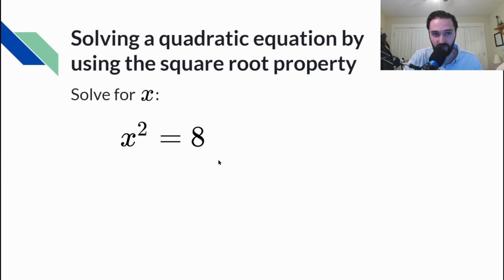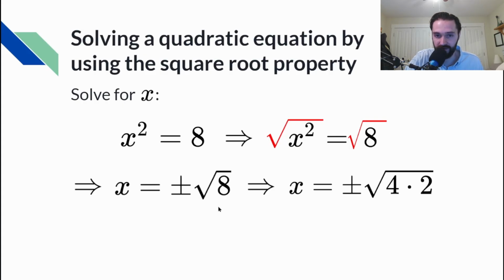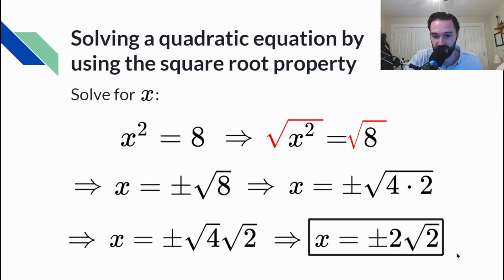Here we're asked to solve for x. We have x squared equals 8. To isolate x, we need to take the square root of both sides. So we're solving an equation for an unknown variable and we're taking the square root of both sides. That means we need to include a plus or minus right here. And we can simplify this a little bit. The square root of 8, we can rewrite that as 4 times 2 under the square root. Then we can break that into two different radicals. The square root of 4 is just 2. So we get x equals plus or minus 2 square root of 2. And that's our final answer.